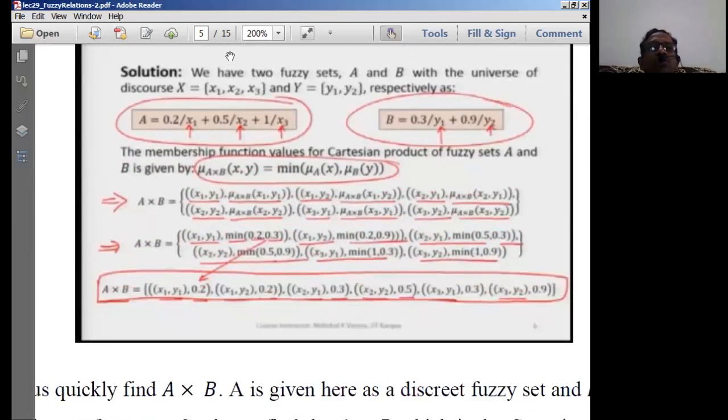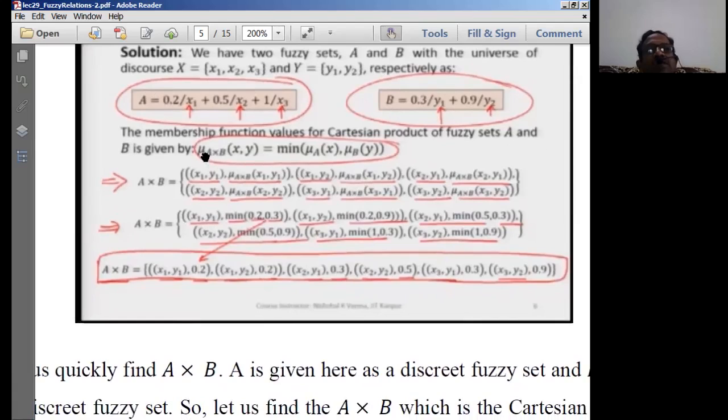So we have taken two fuzzy sets A and B with universe of discourse X as something like x1, x2, x3. Y is going to be as small y1 and y2 respectively. And we have taken A is going to be like this, B is going to be like this. And next we should find out the membership function for the A cross B, which is nothing but a minimum of mu A of x comma mu B of x.